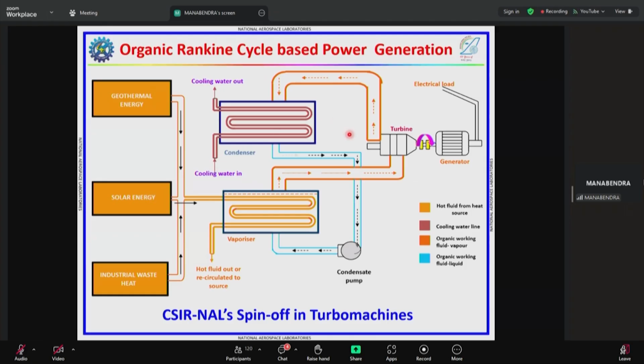Basically, this entire cycle is an organic Rankine cycle based power plant. We are very well aware of the Rankine cycle, which is the thermodynamic cycle that governs the operation of a steam power plant. In this case, instead of water as the fluid, organic compounds are used as the working fluid. The reason is that to change the phase of an organic compound, you need relatively lower temperatures. That was the thought process behind realizing an organic Rankine cycle.